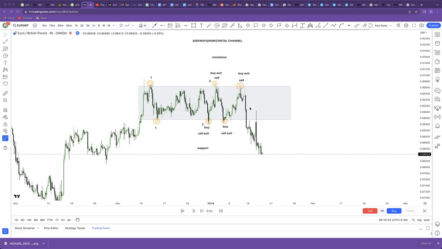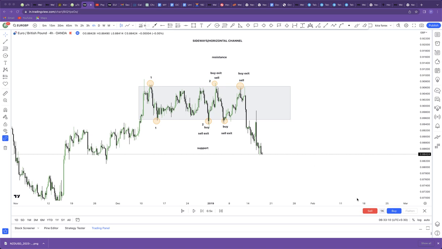Now the reason why I keep saying that you should take your profit at the resistance or the support is, you can see what happened here. You can see that price broke out. So this can happen. That is why anytime you buy, you take your profit at the resistance. Anytime you sell, you take your profit at the support. So basically, this is that for sideways channel.